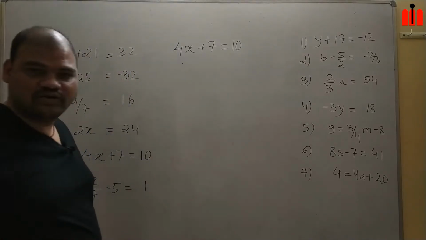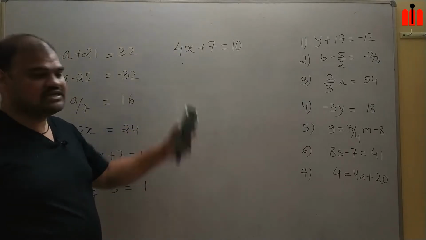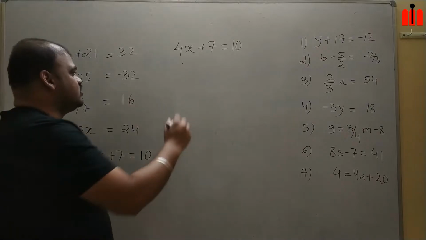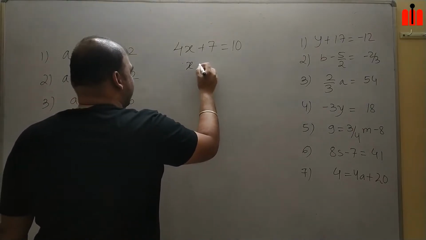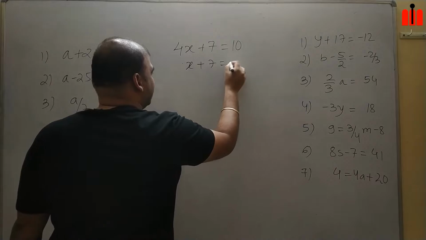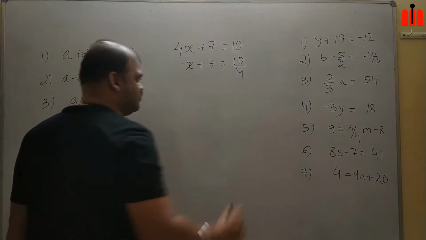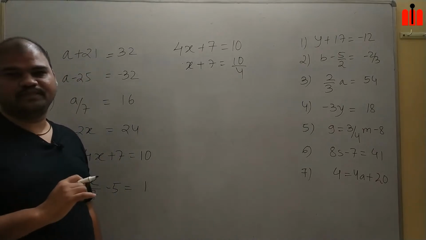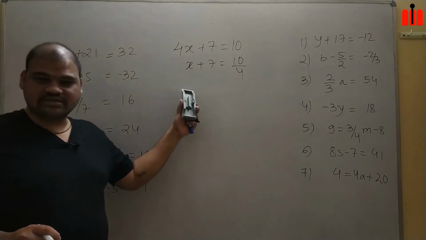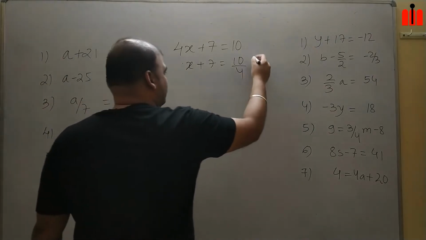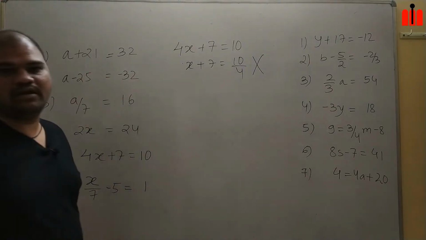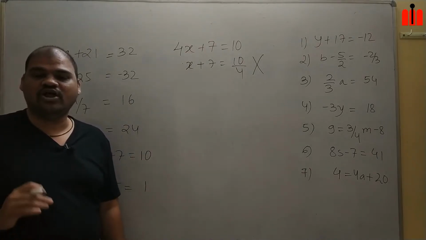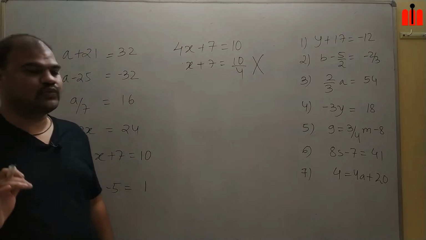4x plus 7 equal to 10. 4 is in multiplication here, so I will take it to division. So it will become x plus 7 equal to 10 by 4. Now this step is the major fault that many people make.